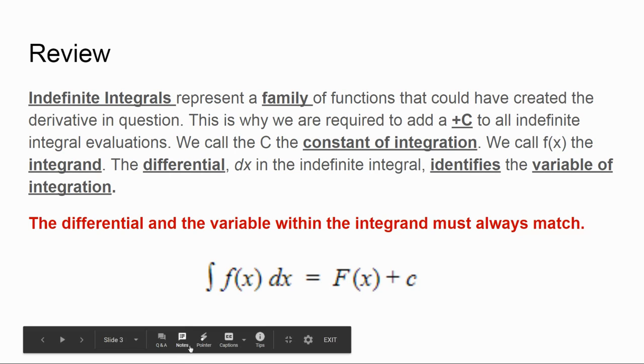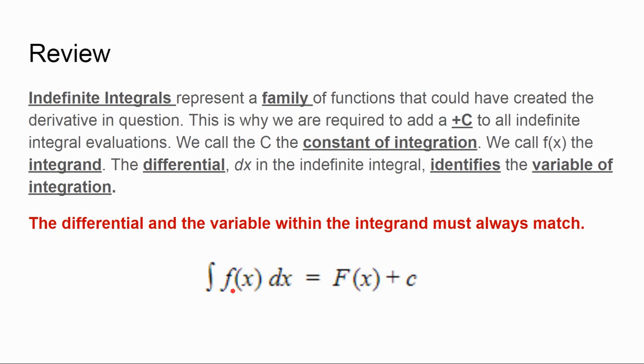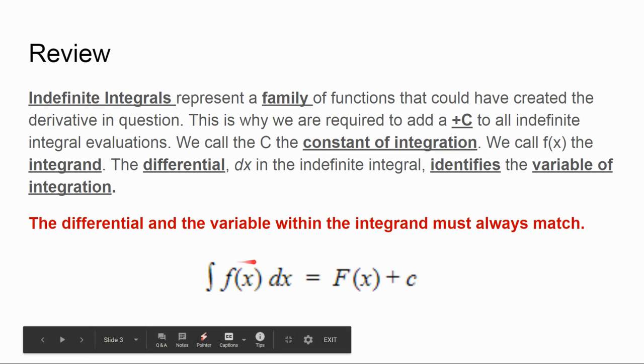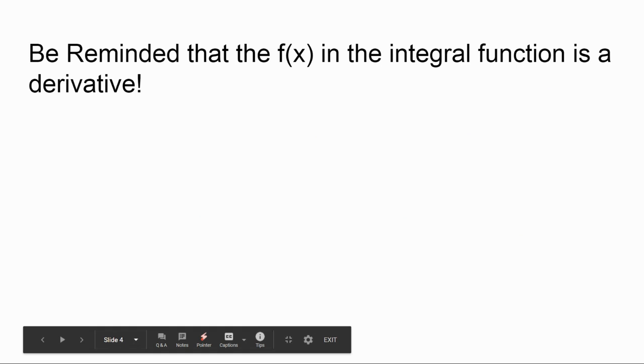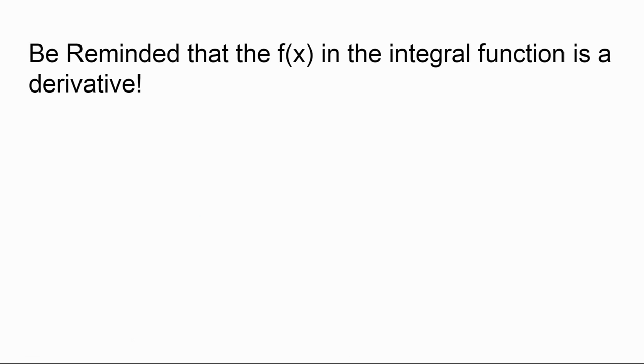I'm going to turn this pointer on. For example, if this was a t, this would have to be a dt, which would tell me that my answer would have a t in it. And that goes for any other variable. So if I'm integrating with respect to y, x, t, v, q, r, whatever, they both have to match. Your differential variable has to match your integrand variable. Be reminded that f of x in the integral function is a derivative.